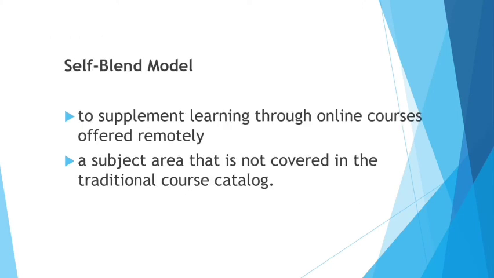There is also the self-blend model, and this gives students the opportunity to take classes beyond what is already offered at the school. While these individuals will attend a traditional school environment, they also opt to supplement their learning through online courses offered remotely. Self-blend is ideal for students who want to take additional advanced placement courses or who have an interest in a subject area that is not covered in the traditional course catalog.